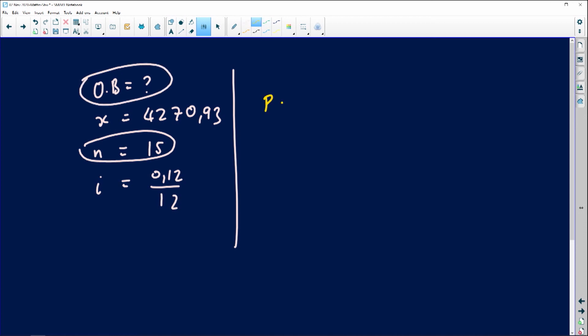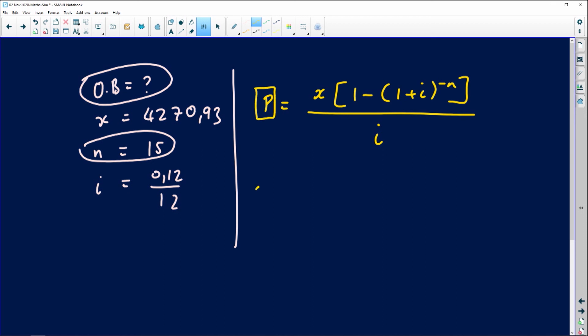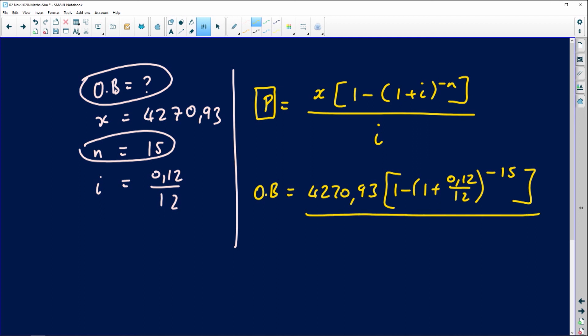So normally you would say P is X into 1 minus 1 plus i to the minus n, everything divided by i. But what are we looking for? We're looking for the outstanding balance. So this changes to OB. The outstanding balance is the X value, 4270.93, times 1 minus 1 plus 12% per annum compounded monthly. The remaining payments, the outstanding payments that must be made, is 15. You had 60, you paid 45. So you're still left with 15 more to finish the debt.